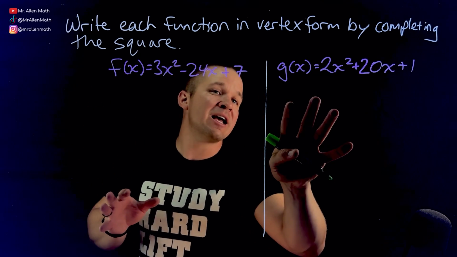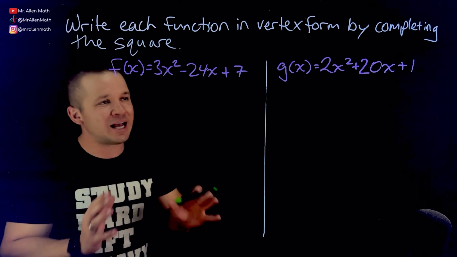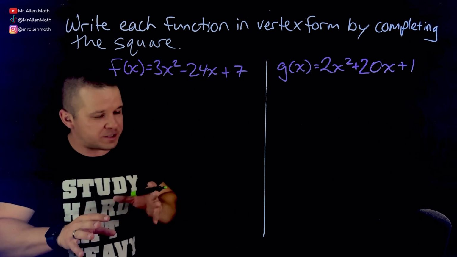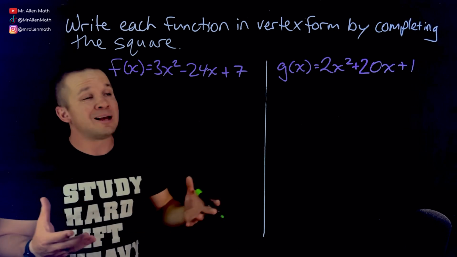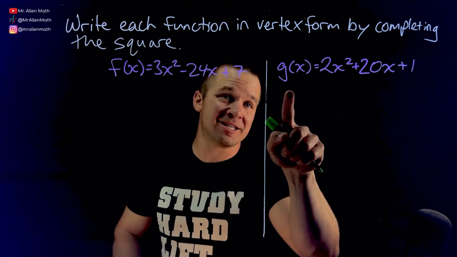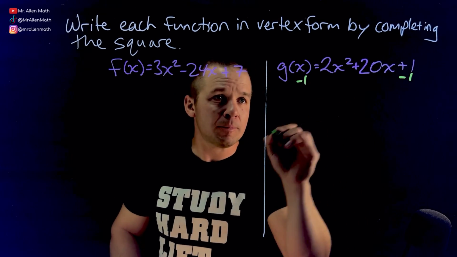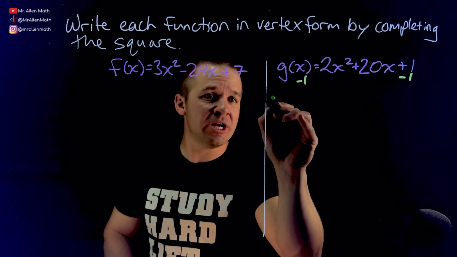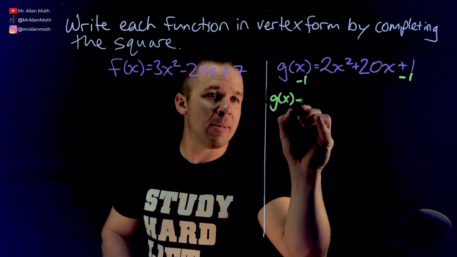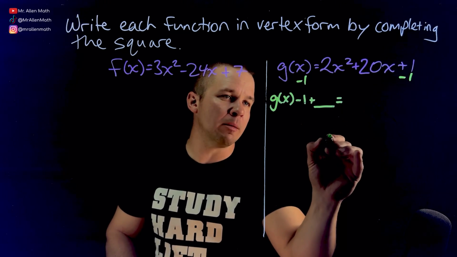We got g of x equals 2x squared plus 20x plus 1. So what I like to do first, and there are different little twists to this that different teachers will do, but it's my video, it's my method, I'm going to get rid of this guy right here, get it over on this side, mathematically, legally. So I'm going to subtract 1 on both sides. Then we have g of x minus 1, and we're going to have a plus blank. We'll talk about that in just a moment.